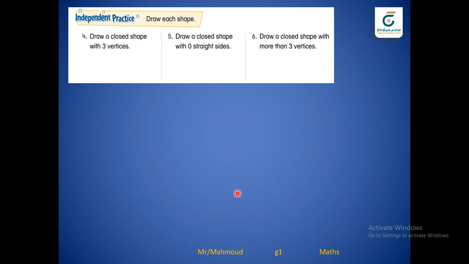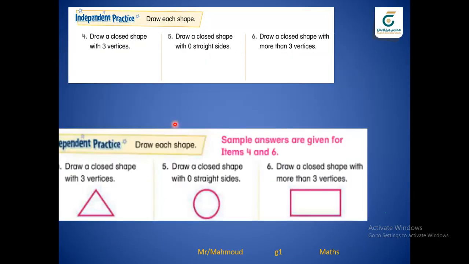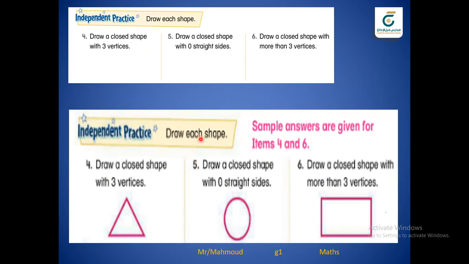So, the first question here, I want to draw a closed shape with 3 vertices. What is it? Yes, it's what? It's a triangle. Second question, I want to draw a shape with 0 straight sides. It's a circle, and we know that before. Question number 3, I want to draw a closed shape with more than 3 vertices. We said before, like square, like rectangle with 4 sides and 4 vertices.